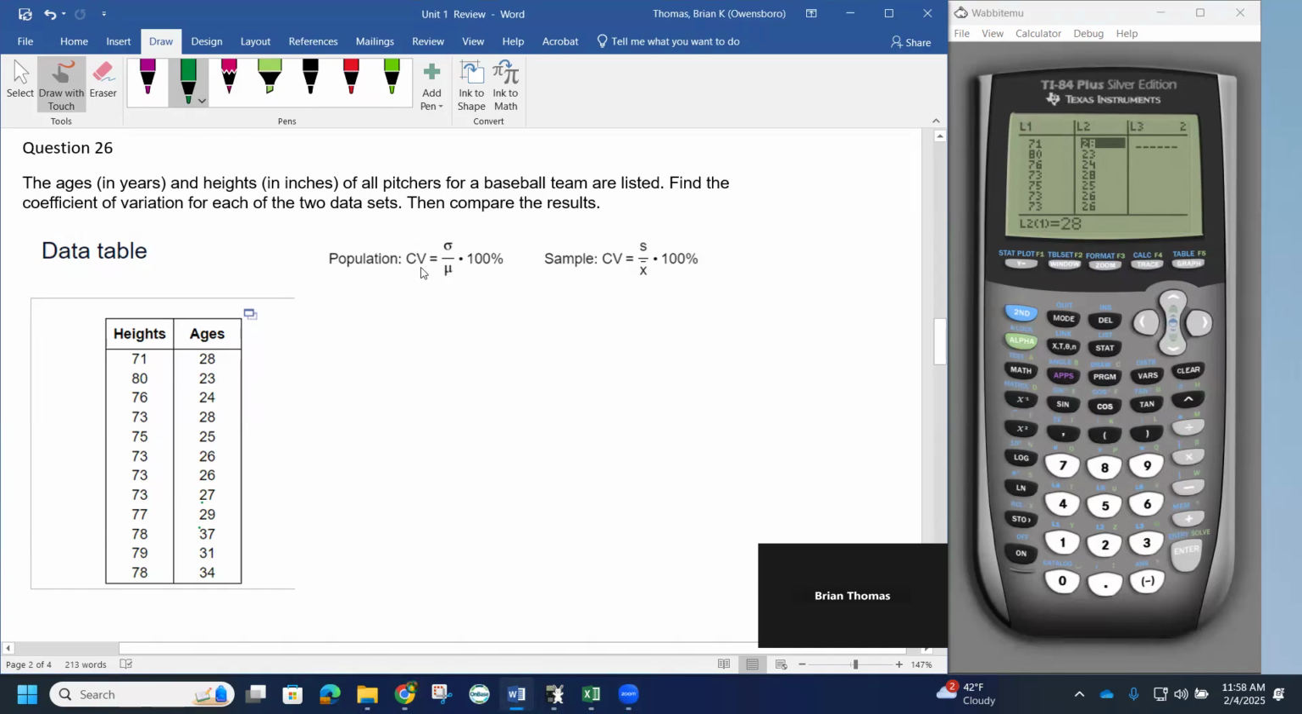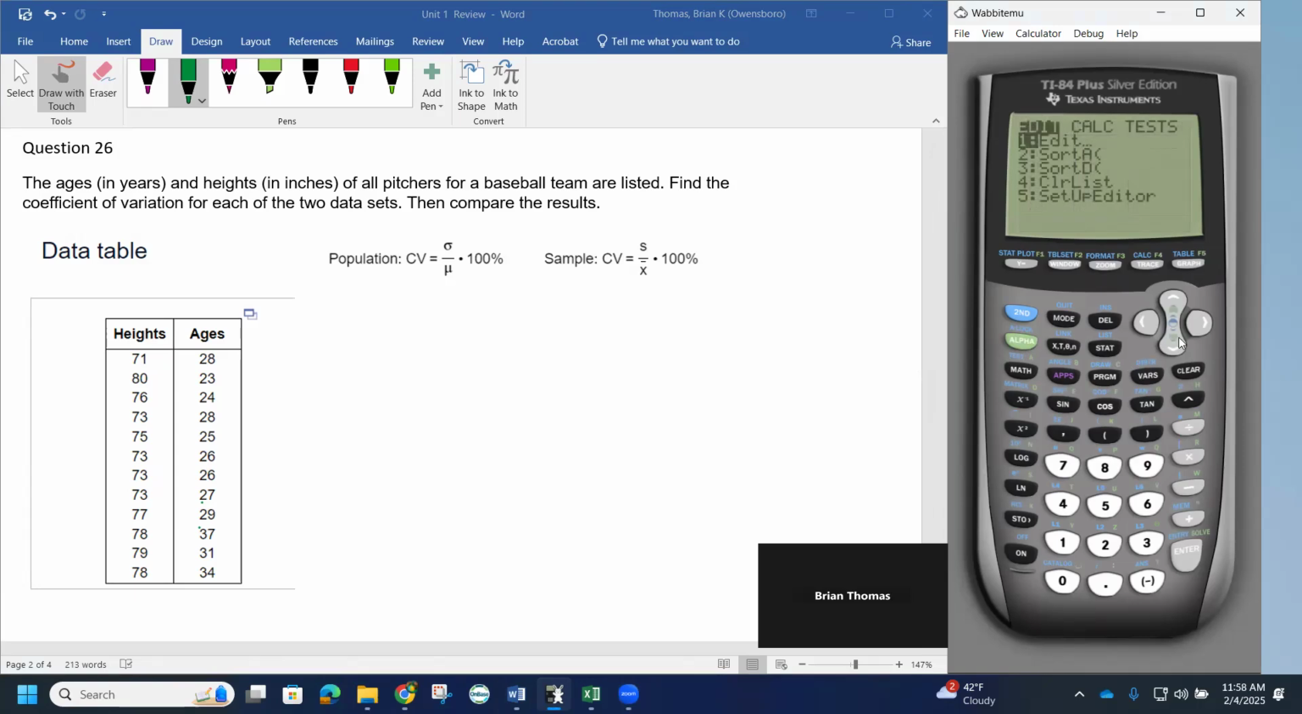We know that the coefficient of variation is going to be the sigma, the population standard deviation, divided by the population mean, mu. So to get the standard deviation and the mean, we can go to stat, calculate, one-variable stats. To do the heights, we need list one, L1. If you have anything in frequency, you have to clear that out because we don't have a frequency list this time.